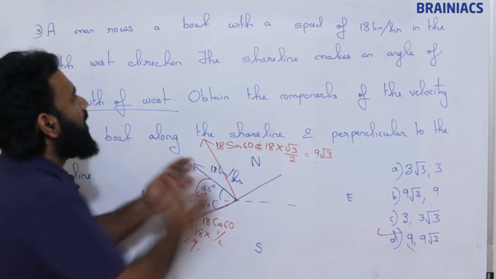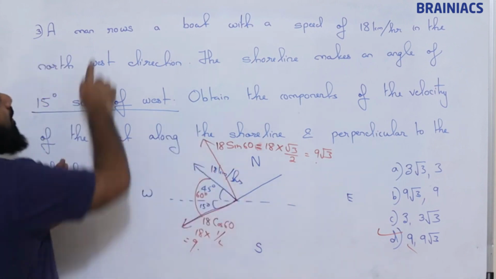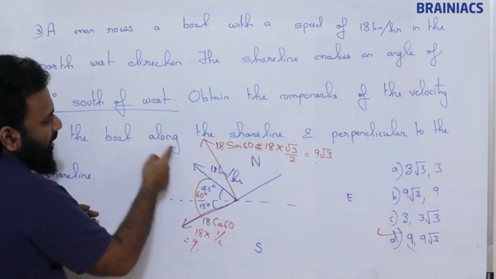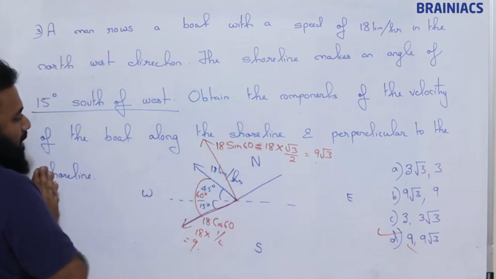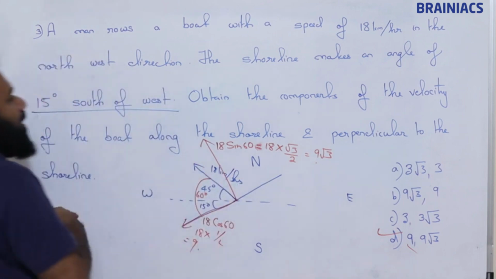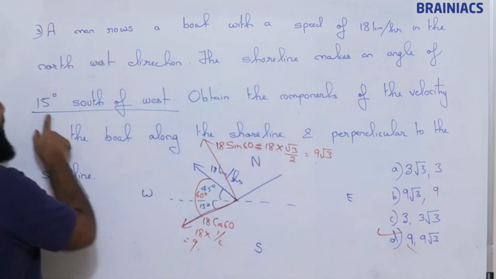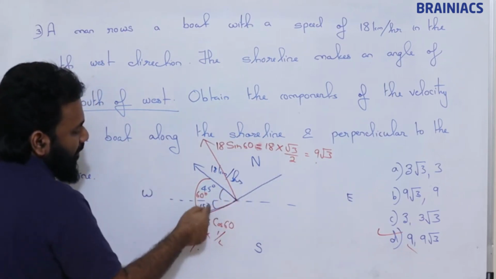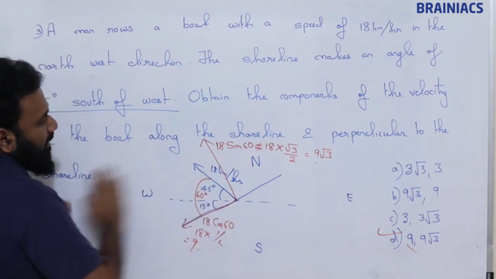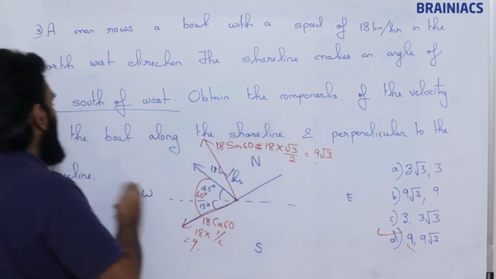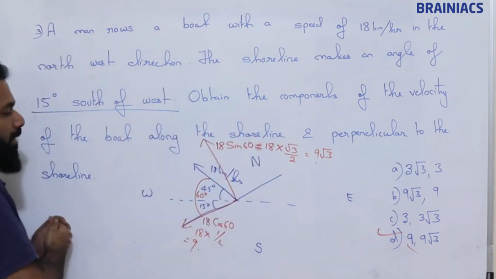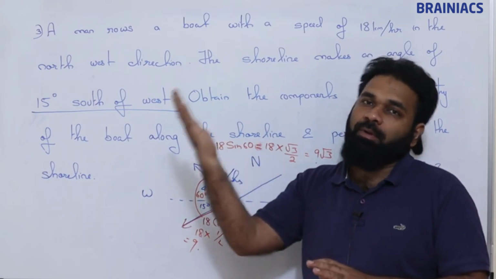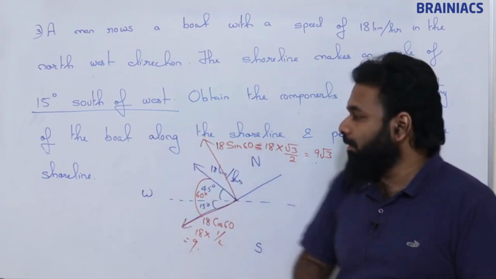So this is nothing but north, south, east, west. We marked that a man rows a boat with a speed of 18 km per hour in the northwest direction. Northwest direction means it will be 45 degrees to the north, 45 degrees to the west. Then the shoreline makes an angle of 15 degrees south of west, so I marked it like this. Now they are asking to obtain the components along the shoreline and perpendicular to the shoreline. Whichever angle is coming, that side will be the cos theta component, and its perpendicular will be the sin theta component. Clear? Note it down.